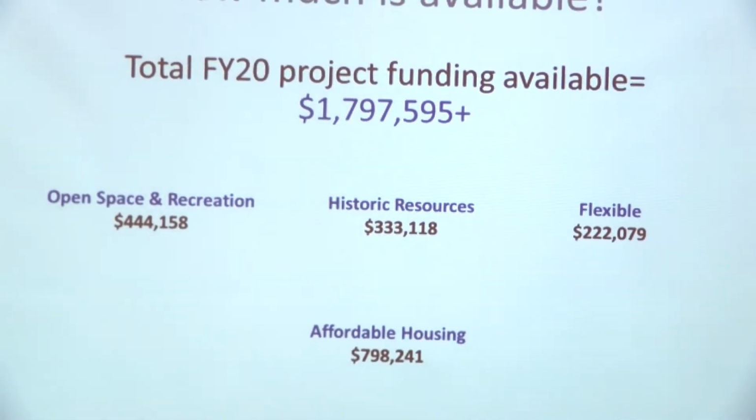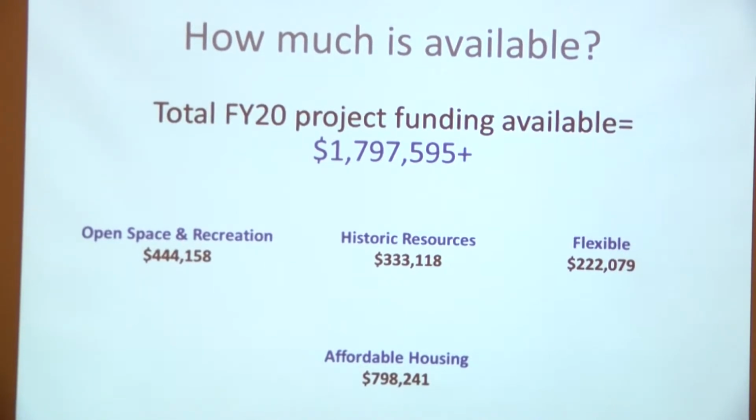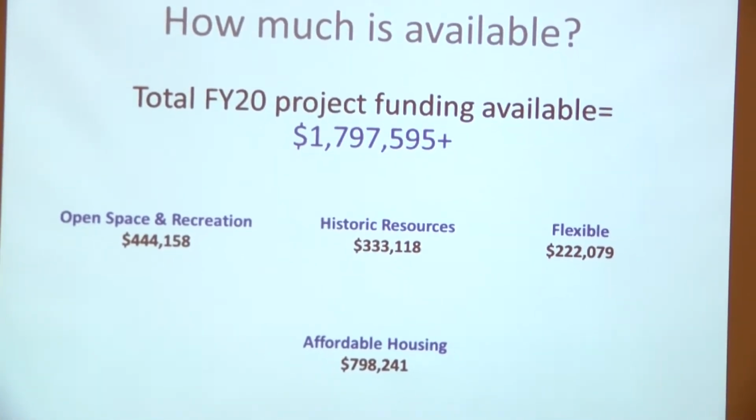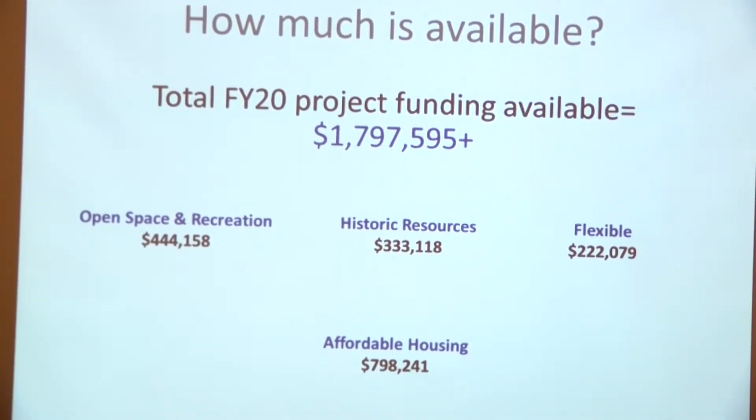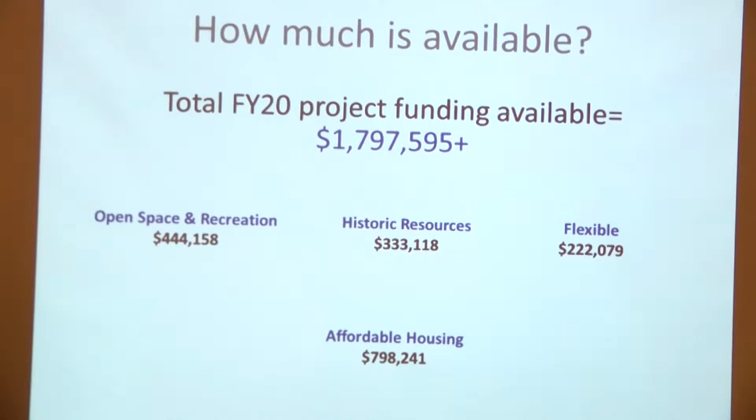So how much is available? We're estimating that in fiscal 20, we will have at least $1.8 million. As we get closer towards when decisions will be made about applications, this number will be refined because we'll know what our actual revenue was for fiscal 19. We'll know what our actual state match is. But based on our current estimates, there is in the year $444,000 in the open space and recreational land category, $333,000 in the historic category, and $22,000 in the flexible category. And then just under $800 in affordable housing.